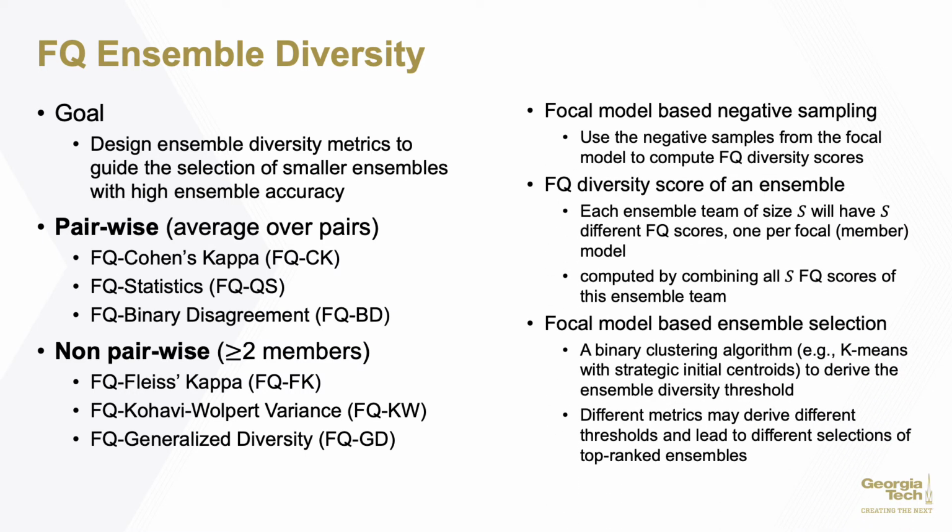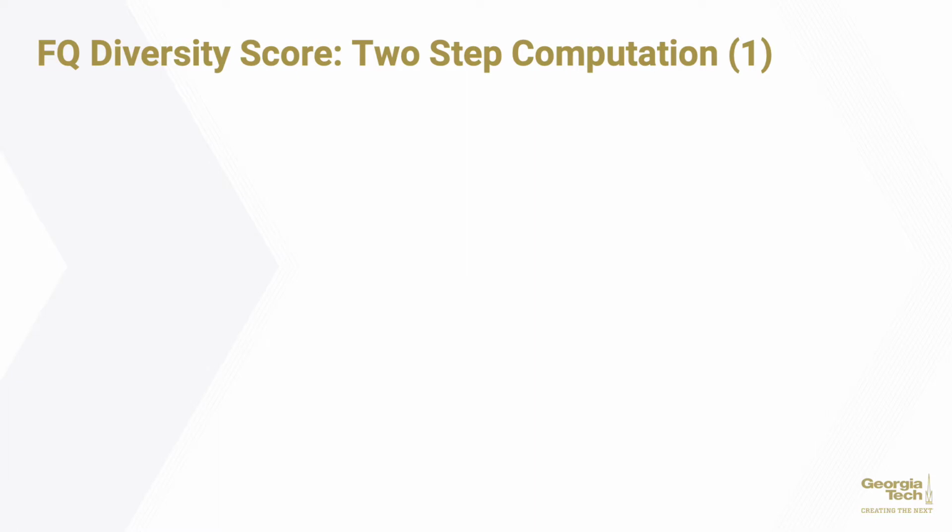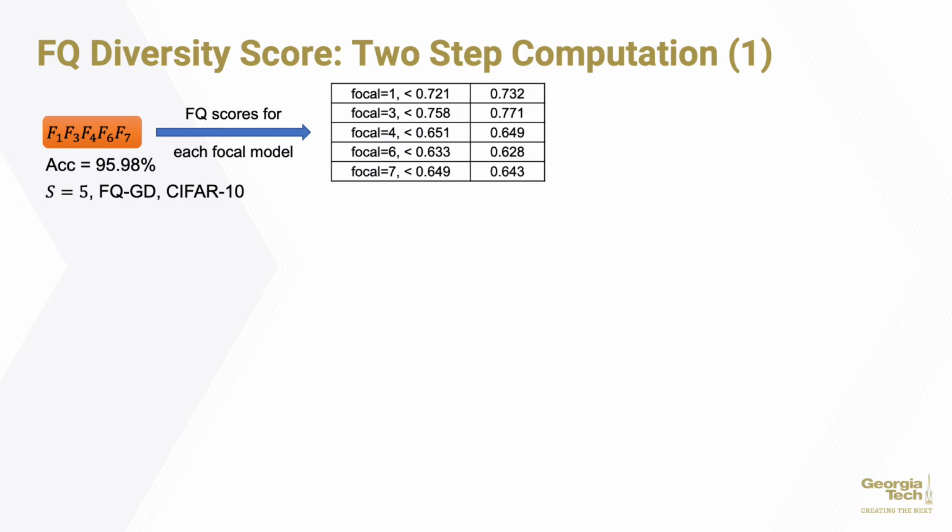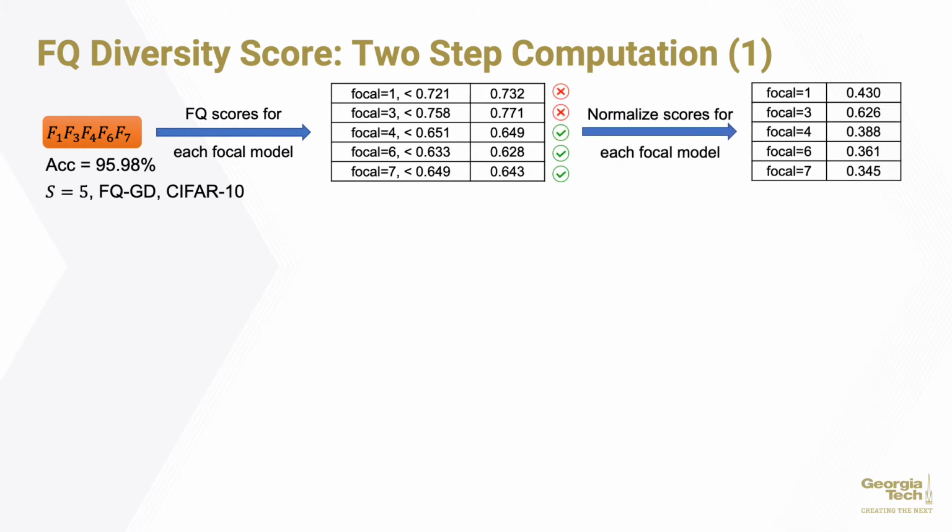Here are the general steps to use FQ diversity metrics for selecting high-quality ensembles. FQ diversity scores involve two-step computation. For example, for the ensemble 1, 3, 4, 6, 7, we first compute the FQ scores and thresholds for each focal model. Here, this ensemble is selected by focal models 4, 6, and 7. Then, we normalize these scores across 126 teams for each focal model for the next step combination.